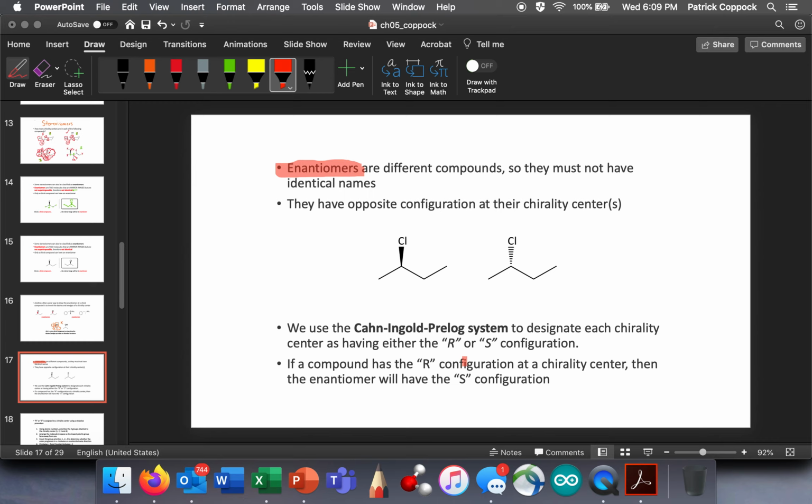The way we're going to name them differently is using a system called the Cahn Ingold Prelog system, CIP. The Cahn Ingold Prelog system has got a nice, unarbitrary, systematic way to name things. If you practice it, you'll get good at it, all right? So we're going to call these things R and S, okay? And here's how we're going to do it.